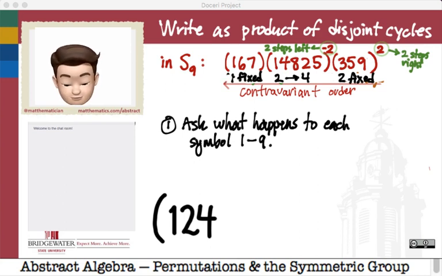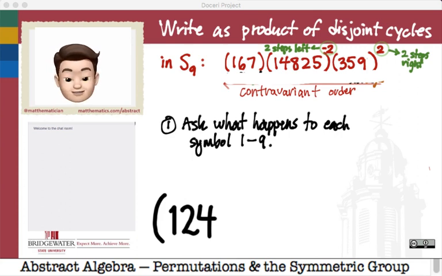And so where does 4 go? There's something almost soothing to me about chasing these permutations through. It just becomes, once you get the rhythm down, it's almost like a dance.